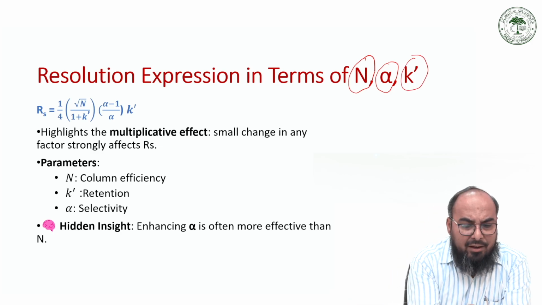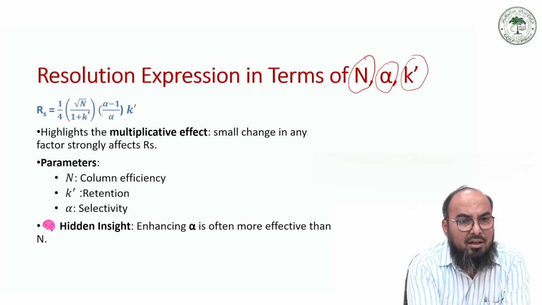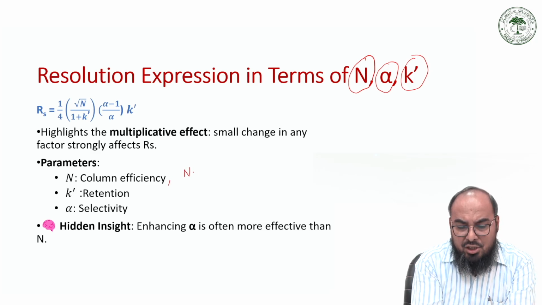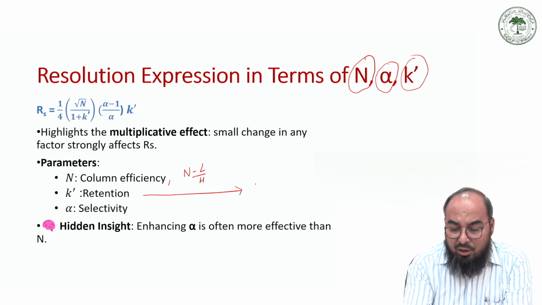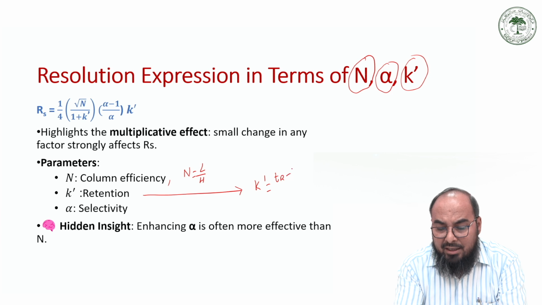So we have generated an expression that is 1 upon 4 delta N upon 1 plus K dash, that is the retention. Now this column efficiency we can calculate it, N is equal to L upon H. Similarly, retention K dash can be calculated, it is Tr minus Tm upon Tm.